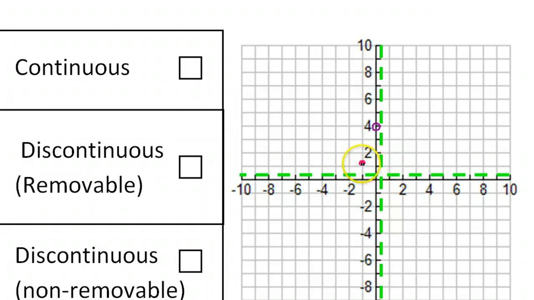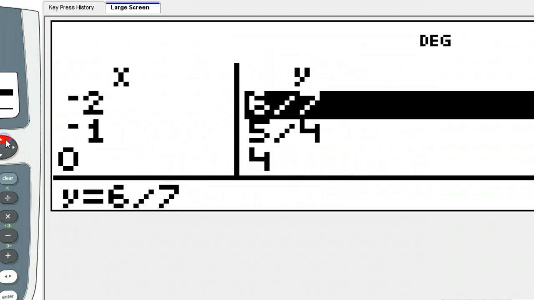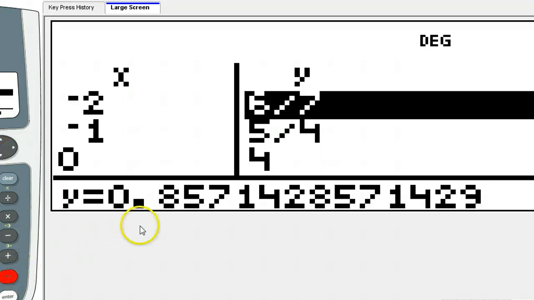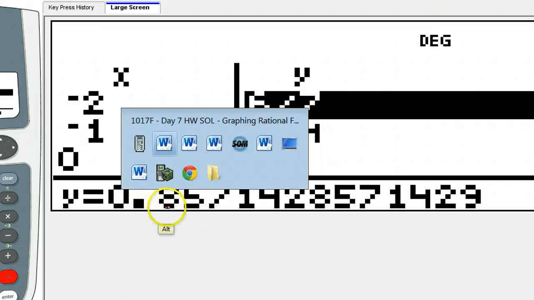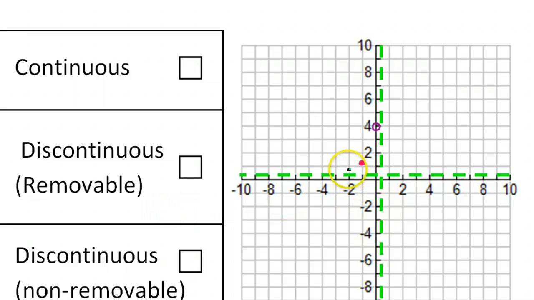Okay, let's see what's going on at, well, let's look at -2. Okay, that's 0.8, 0.9, it's a little bit below 1. So that's already like right here. Okay, so that's enough information. I see what's happening here.